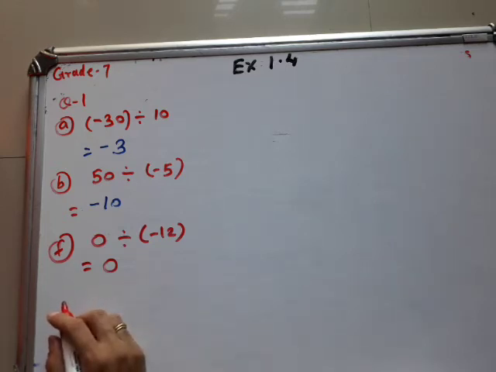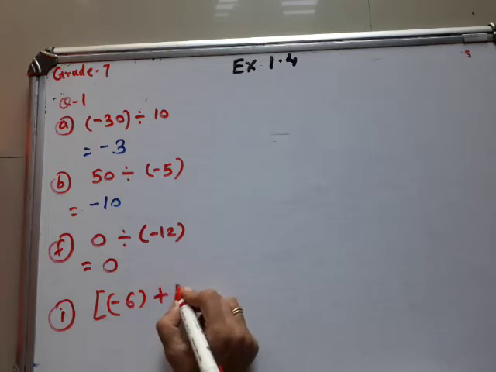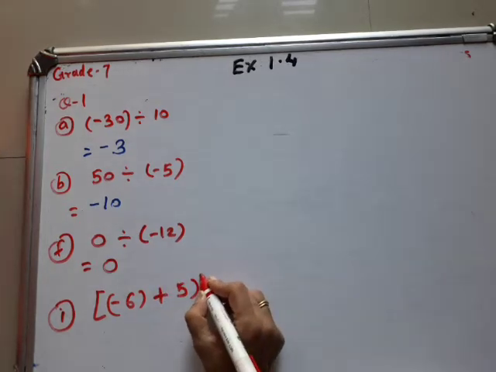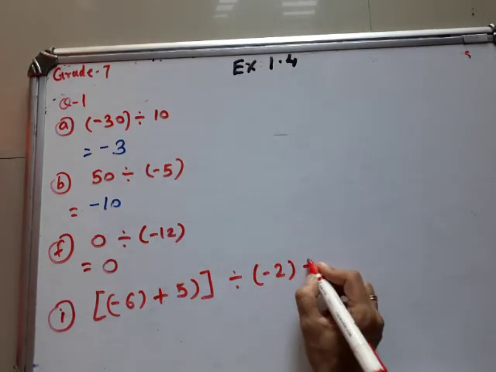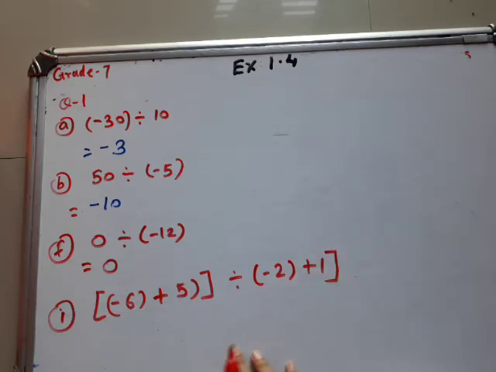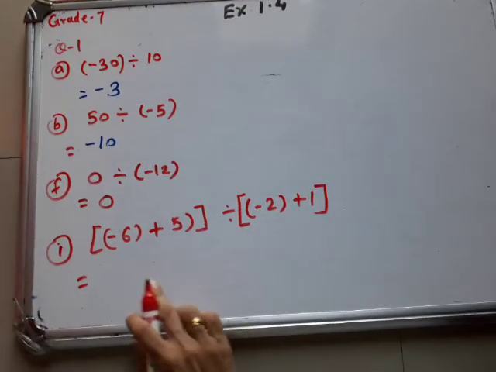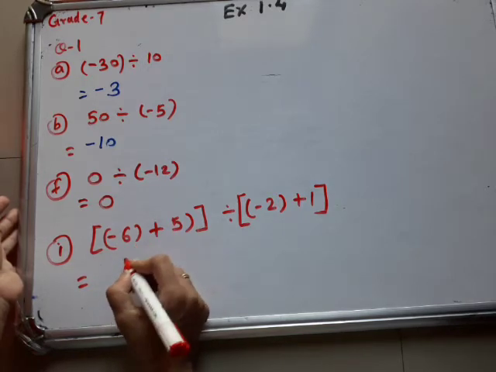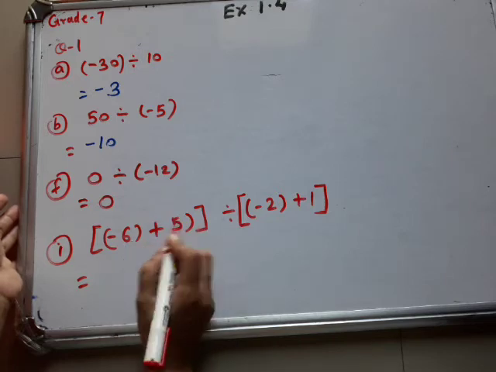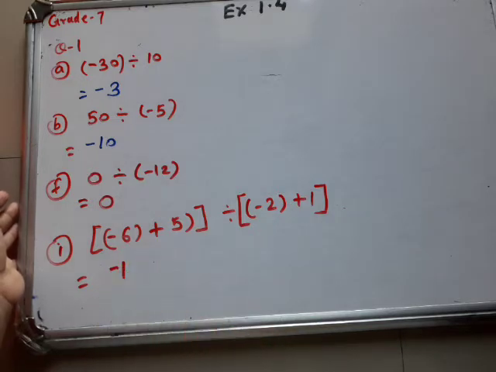Then last we see one more example, I. The I number is in bracket minus 6 plus 5, and this bracket closes, then divided by in bracket minus 2 plus 1. Now we solve this. How to solve this question? See here, you have to first solve these two brackets. Minus 6 plus 5, how much? This is minus sign, this is plus sign, so minus plus we do subtraction. So 6 minus 5 we get 1, and the greater number is 6, so we write here minus 1.